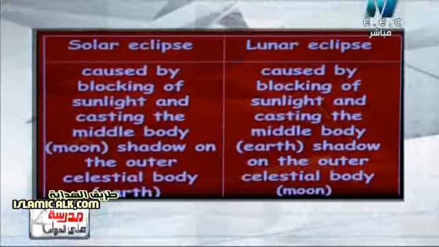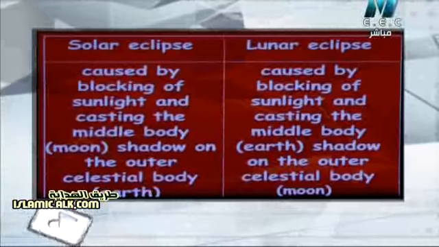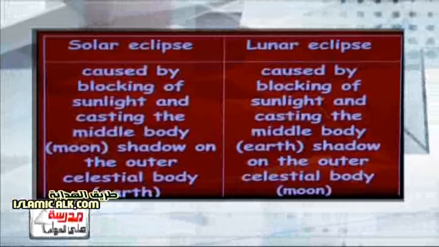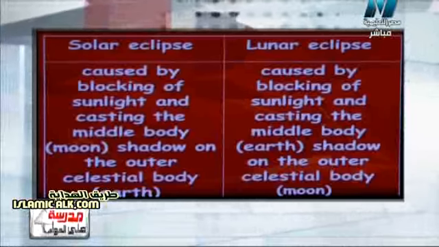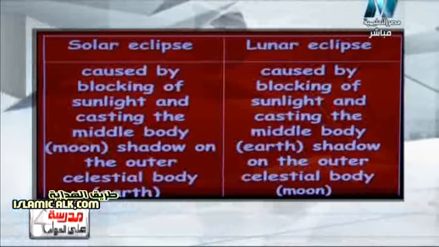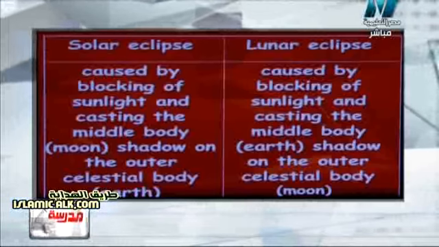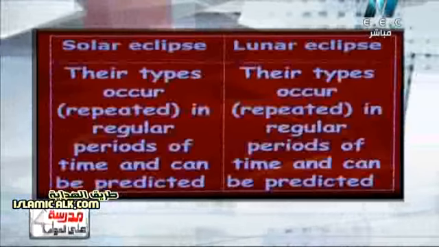So again, the main difference between them is the middle body. If it is solar eclipse, the Moon will be the middle body. If it's lunar eclipse, the Earth will be the middle body. Okay, so another difference, solar eclipse.